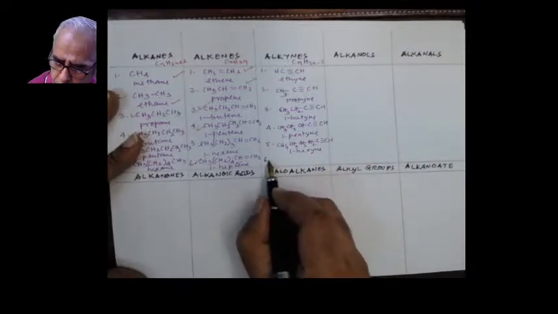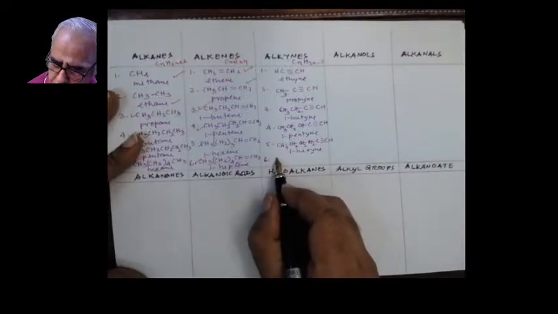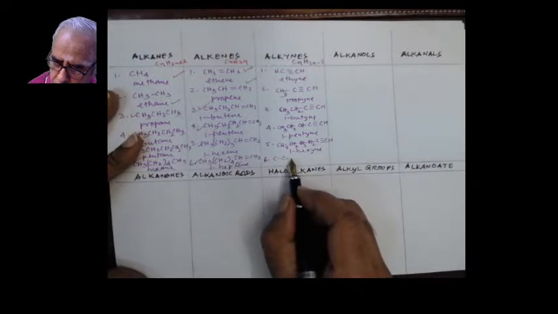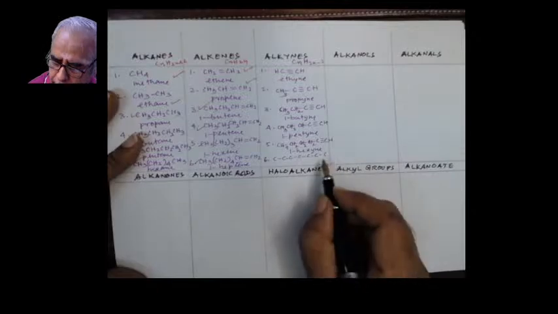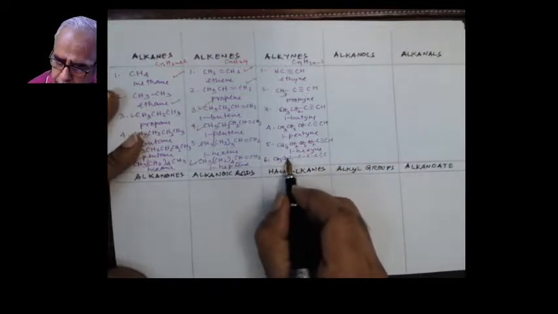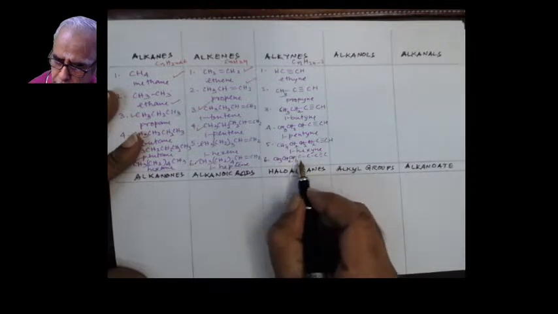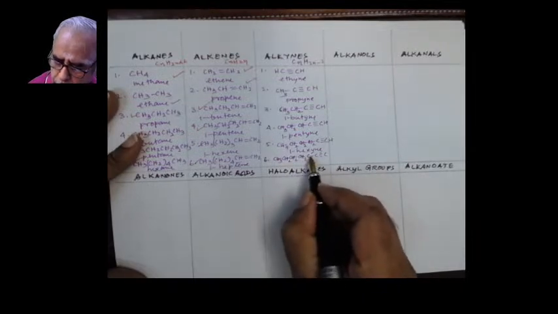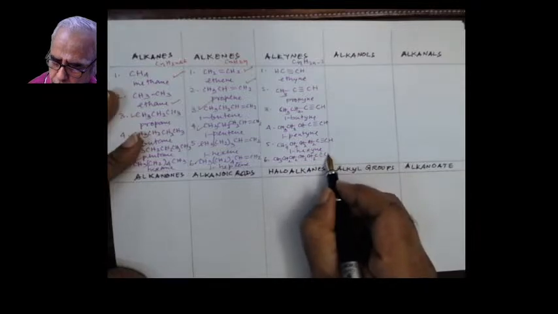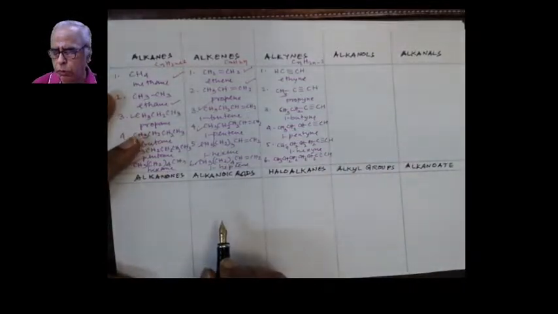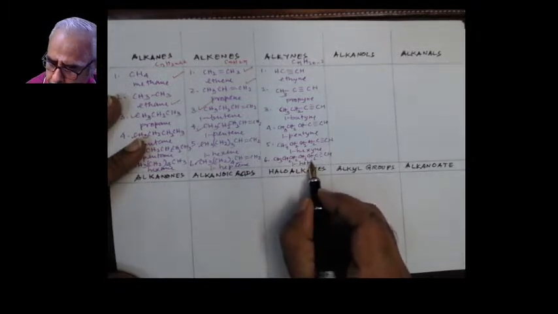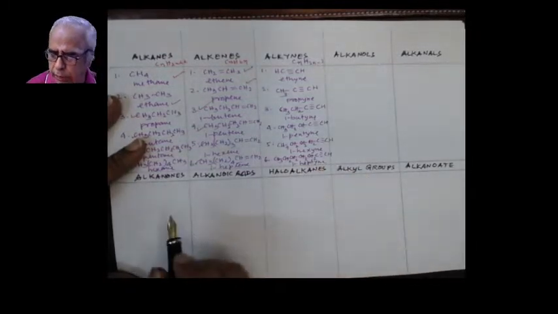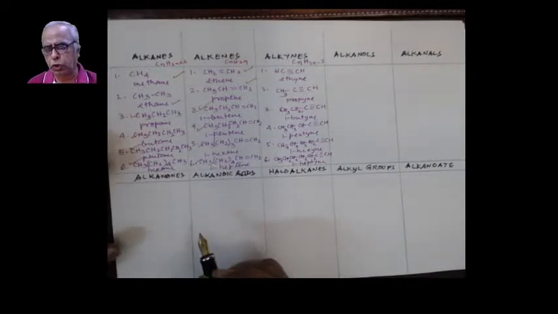And similarly, you have 1-heptyne, meaning 7 carbon atoms. 1, 2, 3, 4, 5, 6, 7. Put the triple bond. So CH3, CH2, CH2, CH2, CH2, CH. That's all. So what do you call it? This is 1-heptyne. Likewise, you can develop the structures and names.